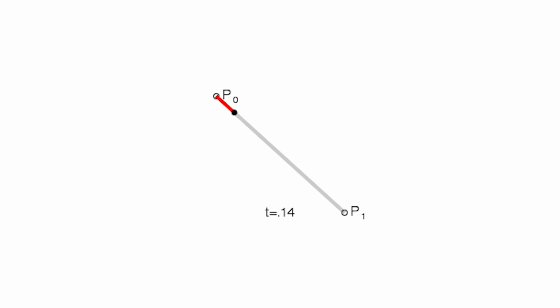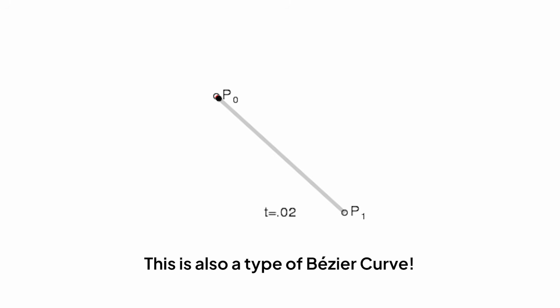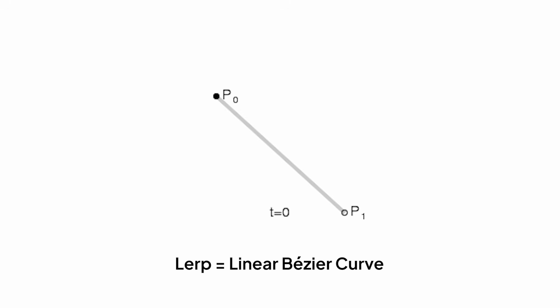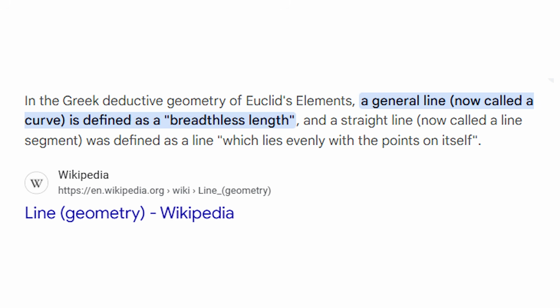So remember linear interpolation, finding the point that's a percentage in between 2 points? That's also a type of Bezier curve. That one is known as a linear Bezier curve. Now you might be thinking, yo, that's a line, not a curve. Well, feel free to argue with the mathematicians.